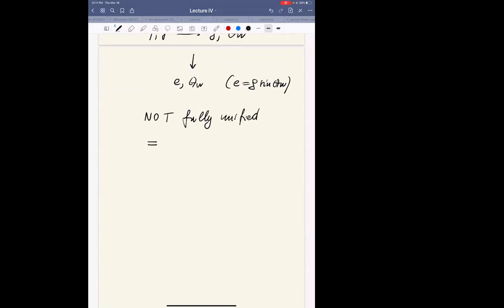Not fully unified. What I mean is it needs two parameters, two couplings. You choose which one you want. It's up to you. You can work with D and G, you can work with D and theta W, you can completely free.